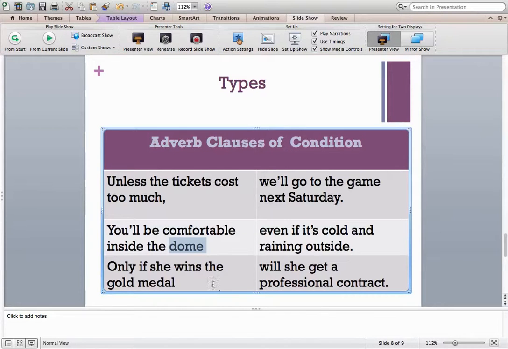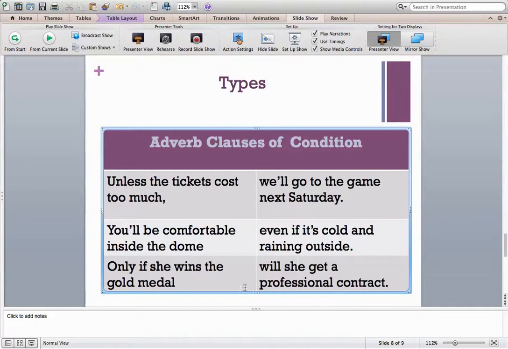And here is a special and different situation with only if. This is a special subordinator. If I begin the sentence with this subordinator, only if, this becomes reversed word order, like a question. And later in the grammar notes, we'll talk about this more. Only if she wins the gold medal will she get a professional contract.